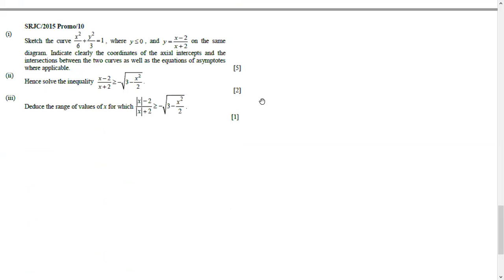To the last question, which is this SRJC question. For this question, we are going to sketch a quick oblique conics. So what we have here is what is this? It's a hyperbola. It's not a hyperbola, sorry. It's an ellipse. So change it to the standard form. It should be x squared over root 6 squared plus y squared over root 3 squared equals 1.